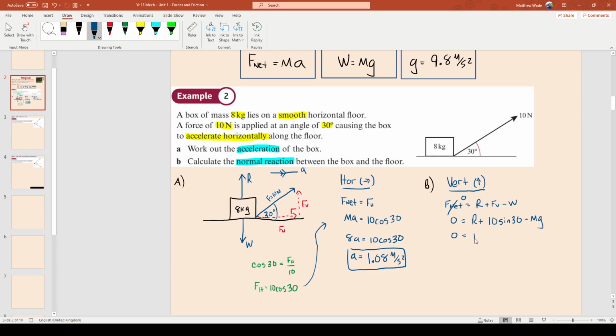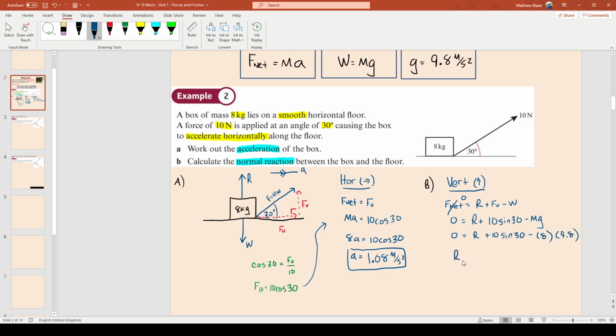0 equals R, which we don't know, but that's what we want, so that's good, plus 10 sine 30. And just pop the last two numbers in. The m is 8. Open bracket, put it in its bracket all by itself, and 9.8. Open and close brackets in brackets all by itself. Don't use times, okay? That's going to muddle you if you do that. Put them in brackets just like I've done, okay? My God, you're going to be good at this method.